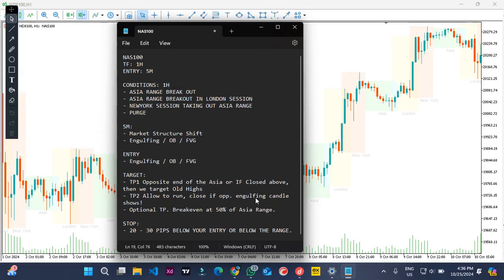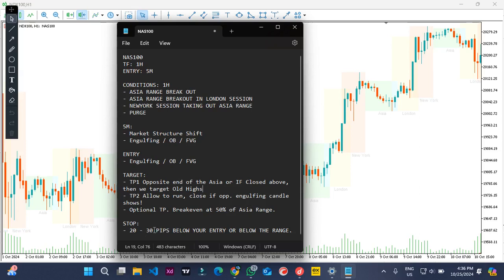And then most times it is good to break even at 50% of the Asian range. That means if your target is coming back downwards and you are targeting the opposite end of the Asian range, it is most times good to take break even, or you leave it, and you can set a 20 to 30 pips stop loss. All right, so let's go.